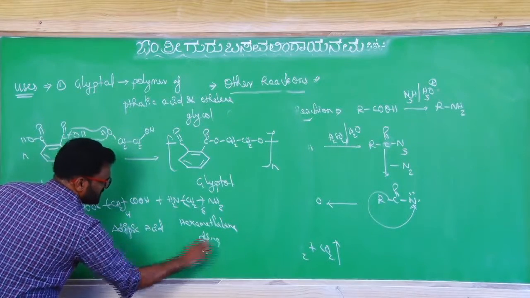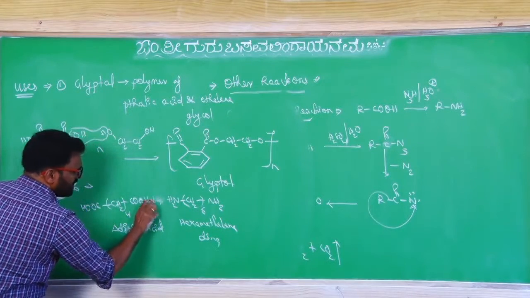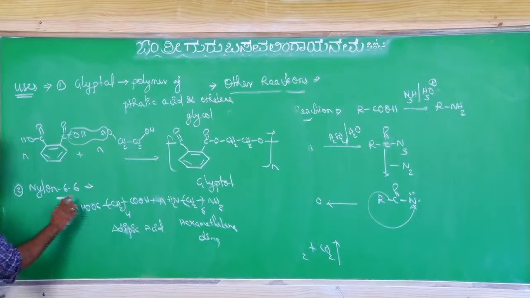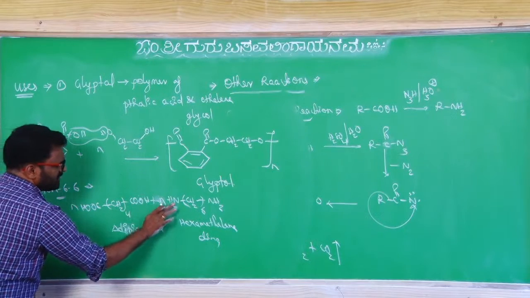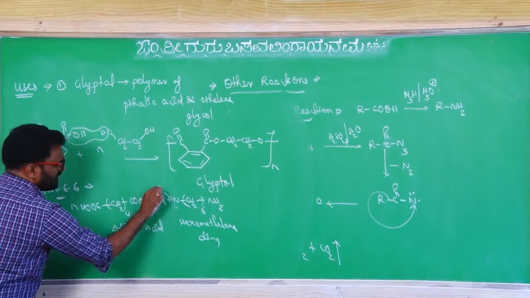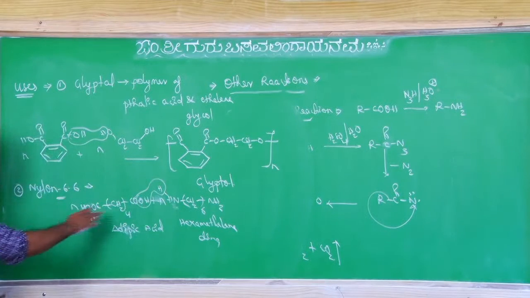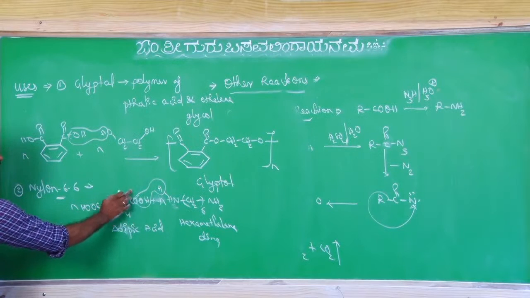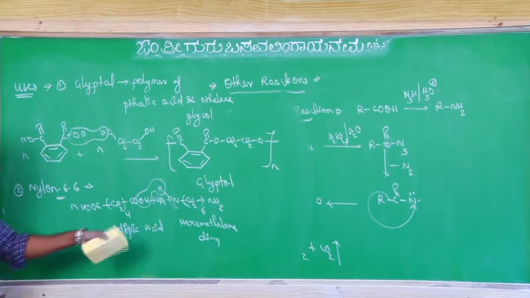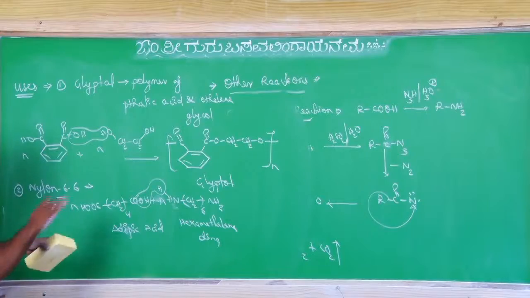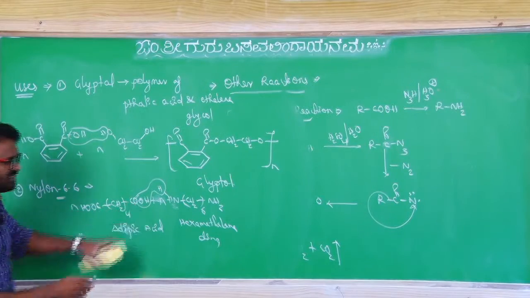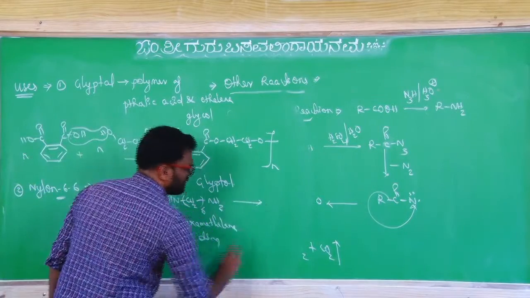If they undergo condensation, you have to take n number of hexamethylene diamine and n number of adipic acid. Then there will be condensation between the hydrogen of NH2 and the OH of the COOH group. Then you will get C double bond O and NH, an amide bond. So there are n number of amide bonds, and as a result you will get the corresponding polymer.